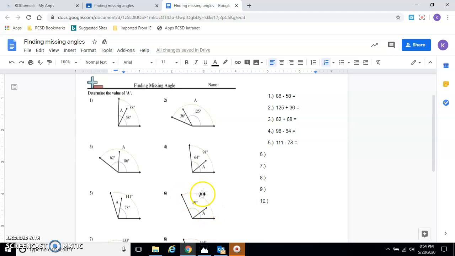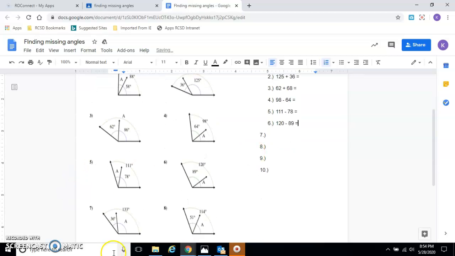Number 6, same thing. I need to find out what A is. So I'm going to take that 120 minus the 89 equals. Number 7, same thing. I'm going to have my 133 minus 36 equals. Number 8, same thing again. They gave me the big angle and one of the small angles. I need to find out one of the other smaller angles. So take my 114 minus the 51.